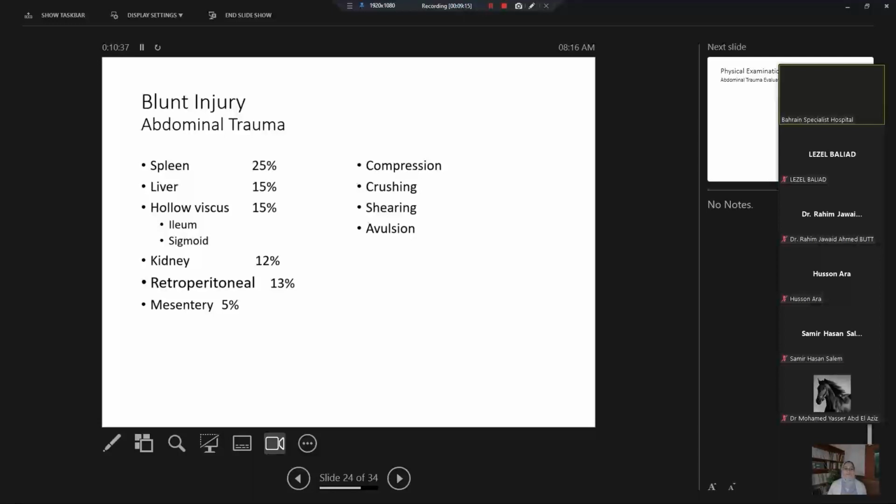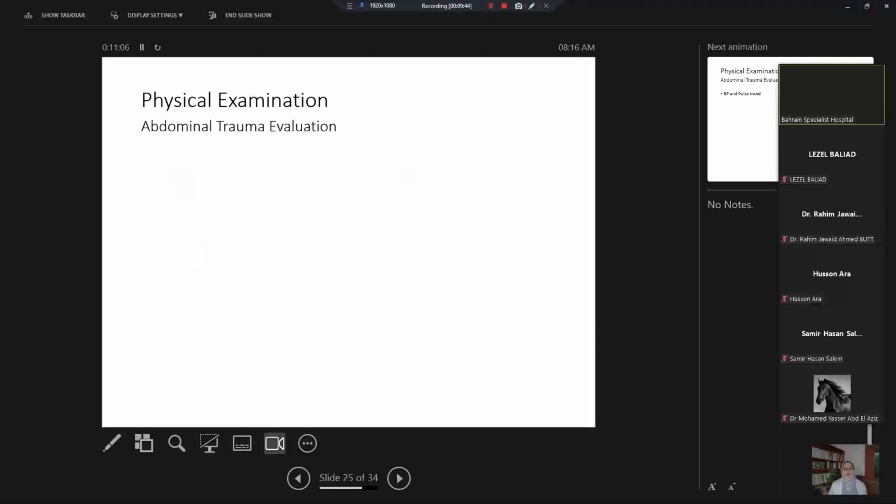The other complications of the blunt injury, which we don't usually see in the penetrating trauma, are injuries to other organs, such as spleen, liver, and hollow viscera like the intestine, kidney, retroperitoneum, and mesentery. Of course, as I said before, these depend on the mechanism of the blunt injury itself, in which there was maybe compression, crushing, shearing, or avulsion.